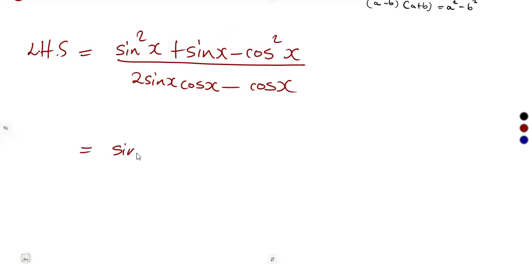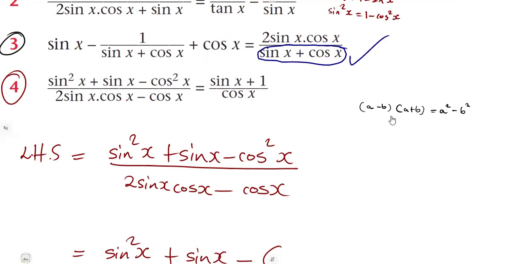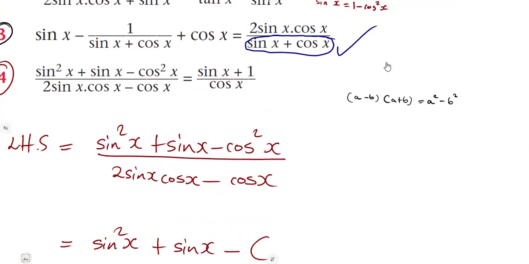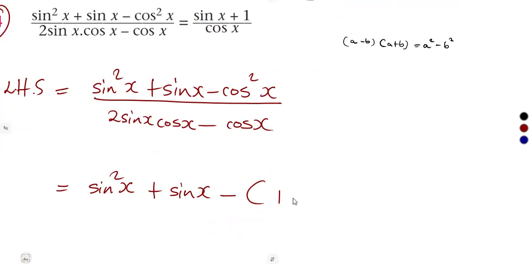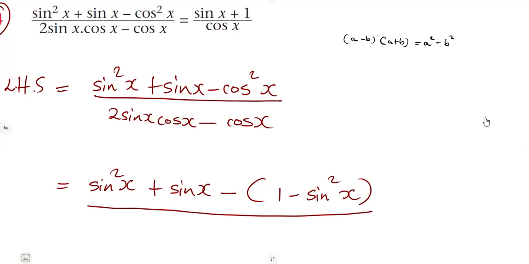So that was going to give us what? Sine squared of x plus the sine of x minus, we change our cos to a sine, knowing that the cos squared of x is equal to what? 1 minus sine squared. So we're going to substitute this with 1 minus the sine squared of x. Everything over our denominator, which can be factorized.